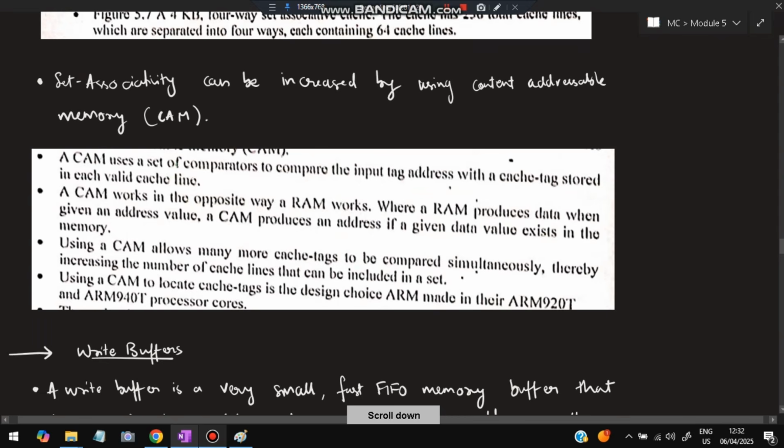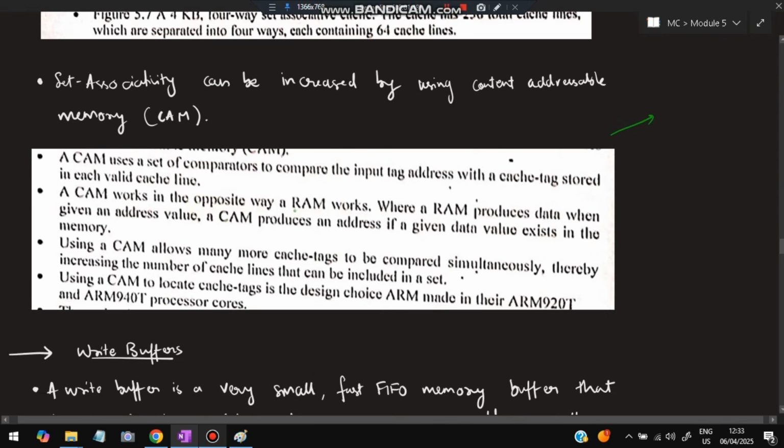Now, it can be increased. You might think it is already better, but how can we make it better still? That is also possible using content addressable memory. CAM means content addressable memory. It uses a set of comparators to compare the input tag address with the cache tag stored in each valid cache line. It compares whether a tag, for example the tag orange, exists in these pages or not. If it does not exist, it can be assigned to some other page.